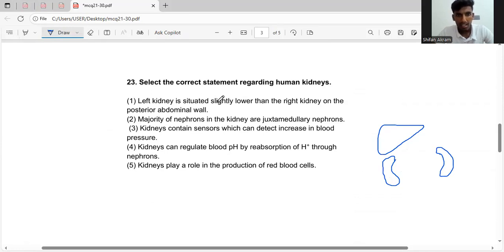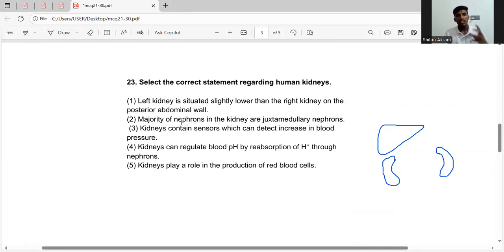So they are saying the left kidney is situated slightly lower than the right kidney, which is wrong because the right kidney is situated slightly below the left kidney. So we can eliminate the first answer. Now let's go to the second answer. The majority of nephrons in the kidney are juxtamedullary nephrons.